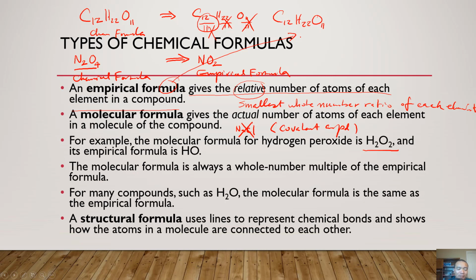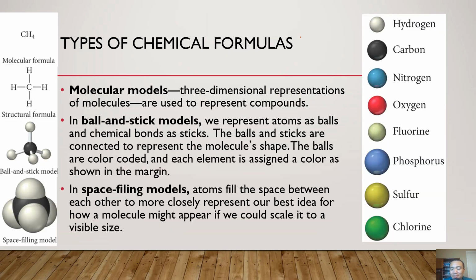Okay? All right. There is another type of formula which is called a structural formula. We use lines to represent the chemical bonds and show how the atoms in the molecule are connected to each other. Let's look at methane as the example. CH4 tells you 1 carbon and 4 hydrogens are combined to make a molecule, and this is a so-called molecular formula. You can also call this a chemical formula. This chemical formula is for a molecule, so that's why it's also called a molecular formula.